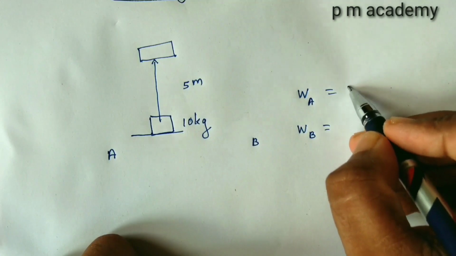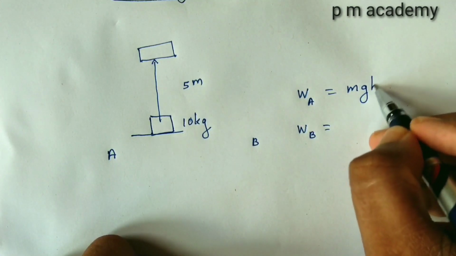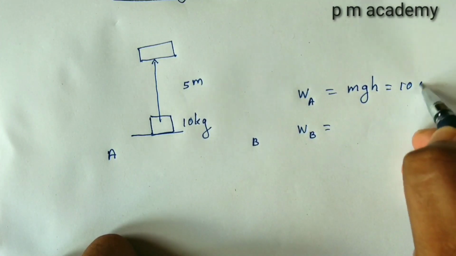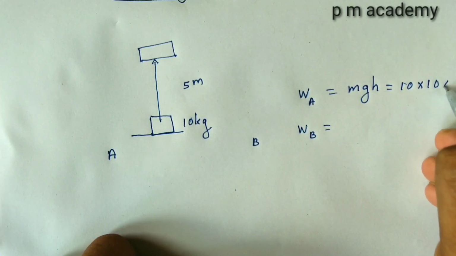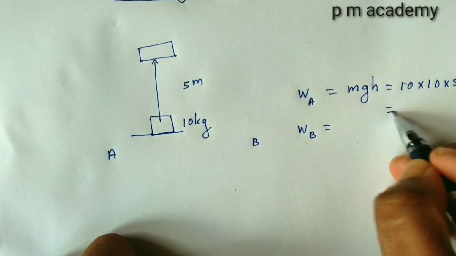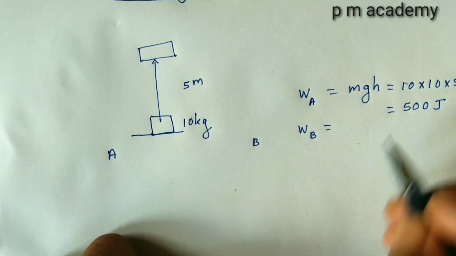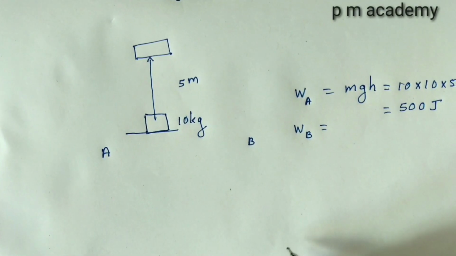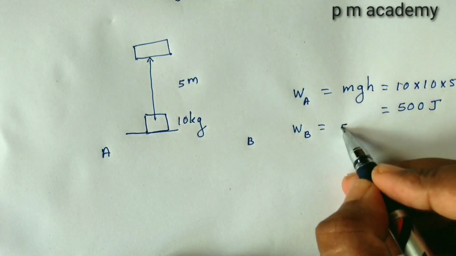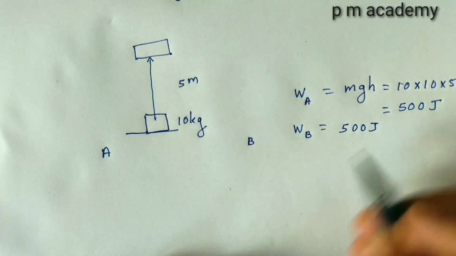Then you know that the formula for finding work is mgh. Here mass is 10, g is 10, height is 5. Therefore work done is 500 joule. The unit of work is joule. Work done by B is also the same, 500 joule.